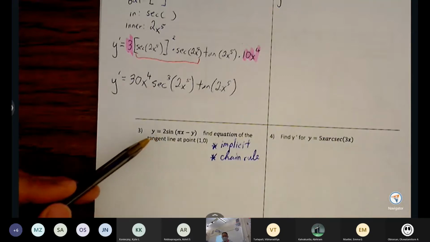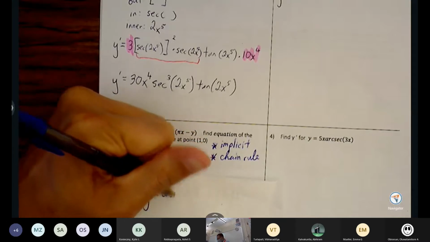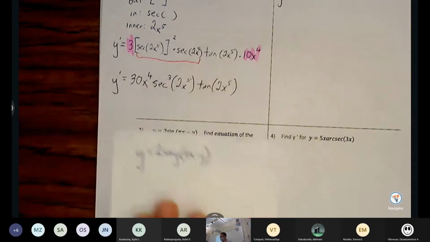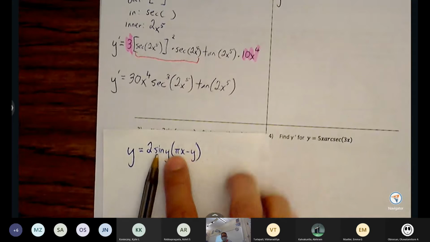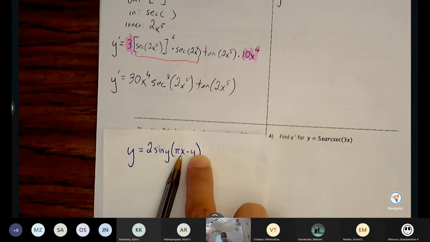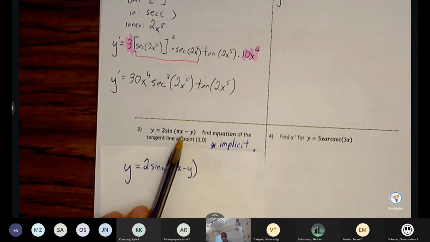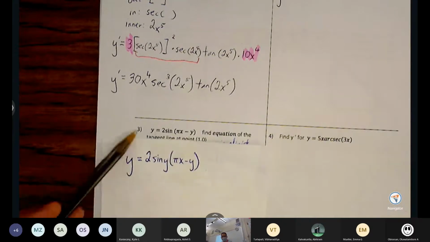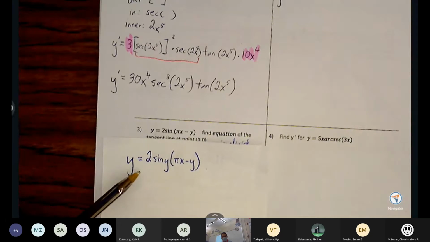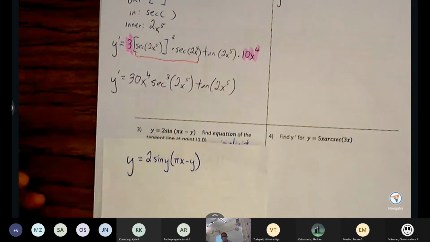I want to show you what a product rule would look like, just so you can see the distinction. Okay, now this will be product rule because the sine y will be completely separate from the pi x minus y. Then we have to go through the product rule here. But in this case, the pi x minus y is inside the sine function. So I want to make sure you guys can see that distinction. Okay, product rule here, and this is just one function, so chain rule.